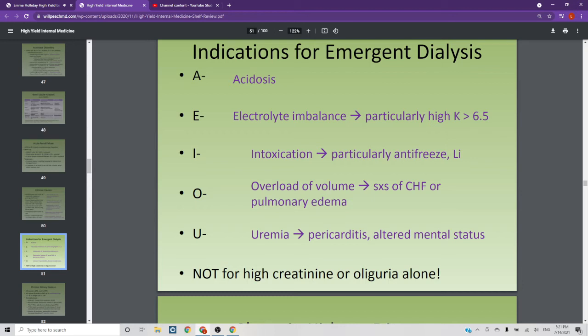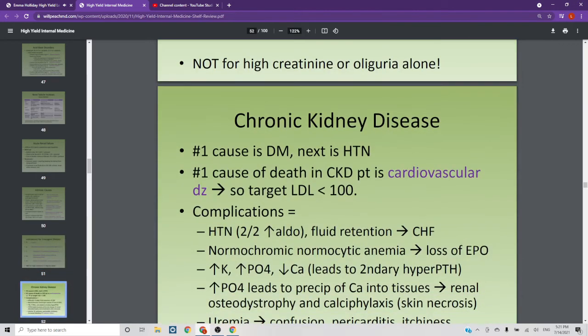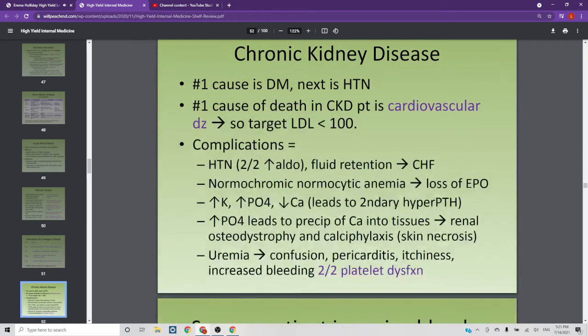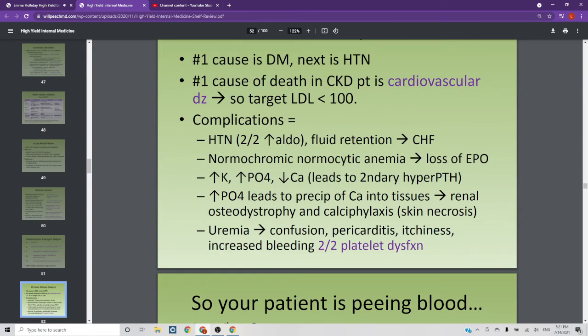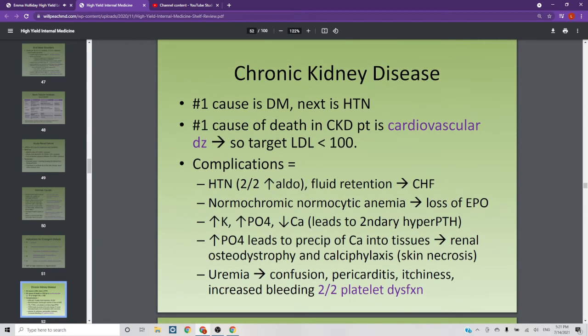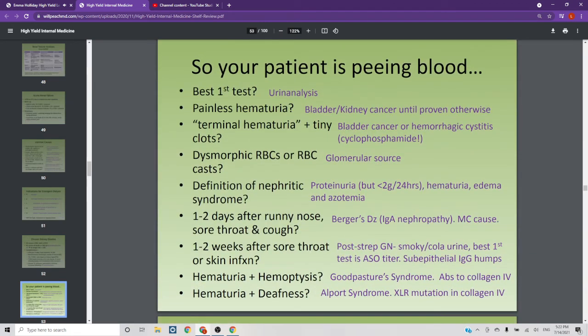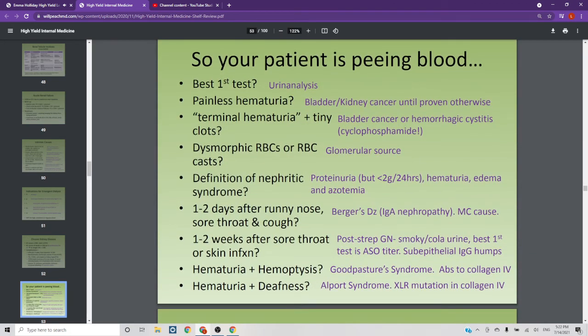So your patient's peeing blood. Best first test. UA. What if painless hematuria? It's what until proven otherwise? Cancer. So either of the bladder or of the kidney. Terminal hematuria, that means you're peeing fine and then you got a few clots at the end. That's bladder cancer. Very good. If the blood cells look like little Mickey Mouse ears, yeah, that's glomerular problems if they're dysmorphic. The definition of nephrotic syndrome?